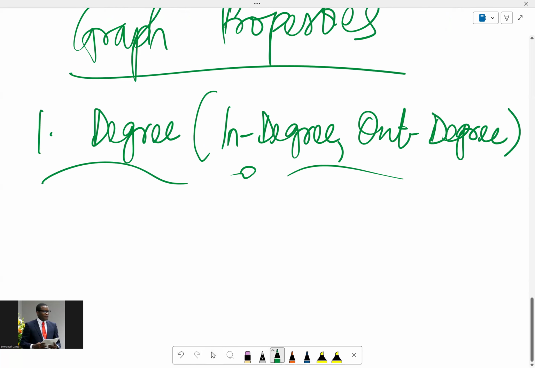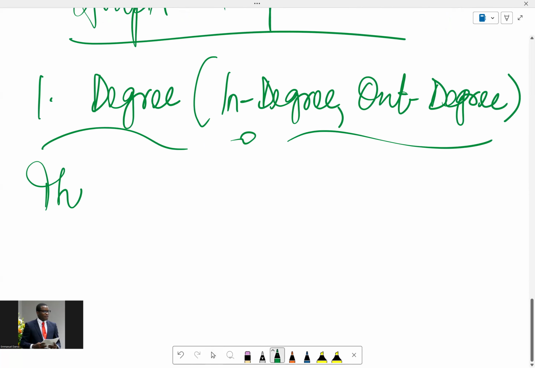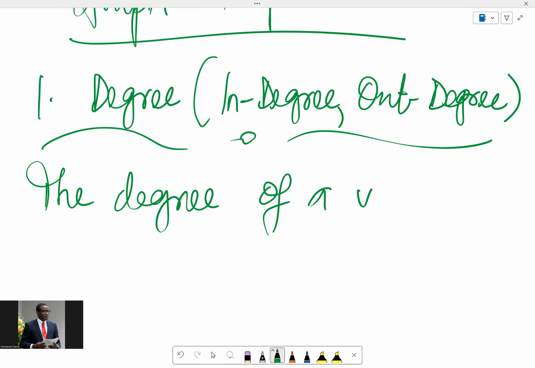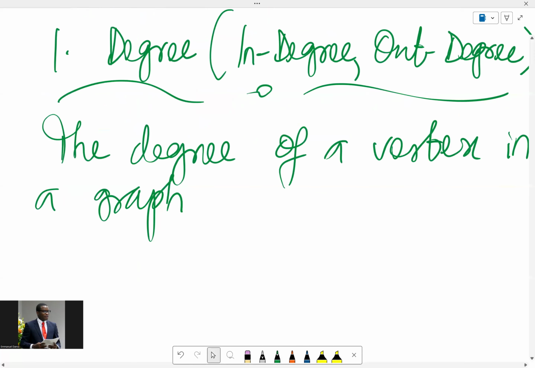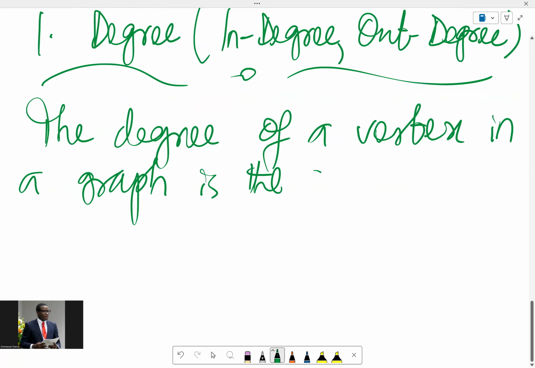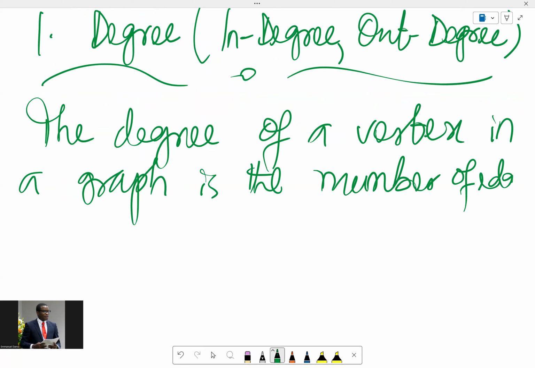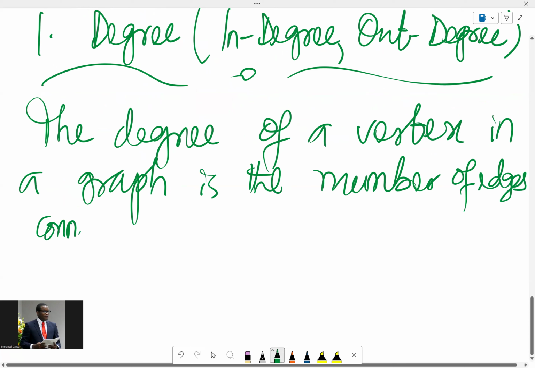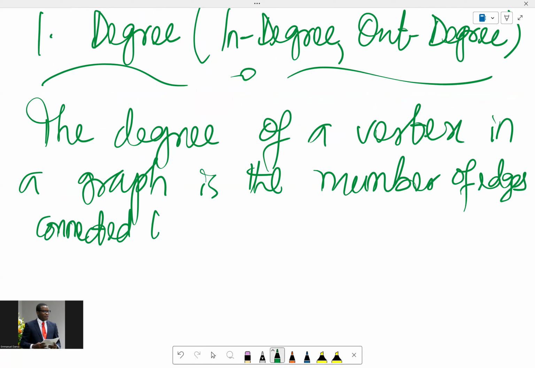The degree of a vertex in a graph is the number of edges connected to it. Basically, that's the degree. The number of edges connected to it. That's all.